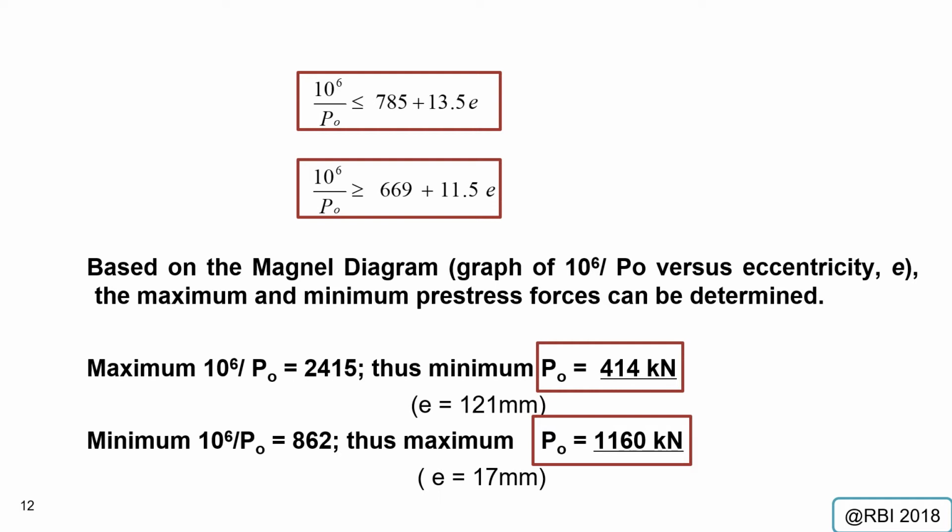But here the answer is: at the end, you will get the maximum 10 power of 6 over P naught, which is equal to 2415. That will give you the minimum P naught value, which is 414 kilonewton. When you get the minimum 10 power of 6 over P naught, which is 862, that will give you the maximum P naught, which is 1160 kilonewton. Later we will see in detail how you get these values. Okay.